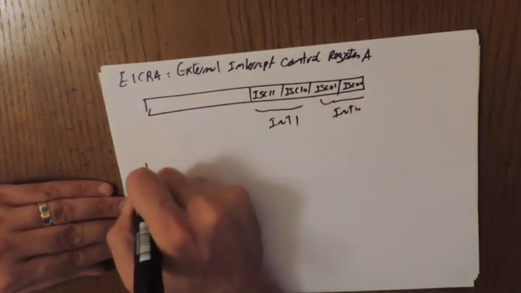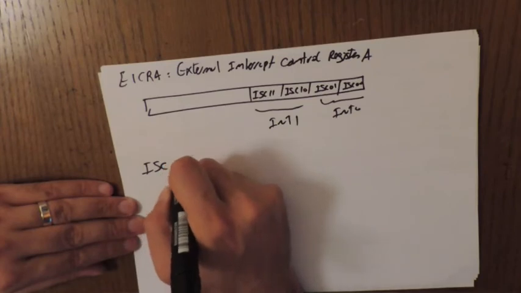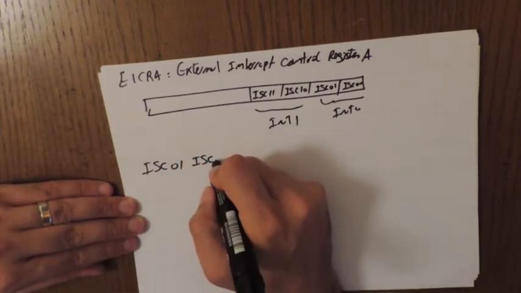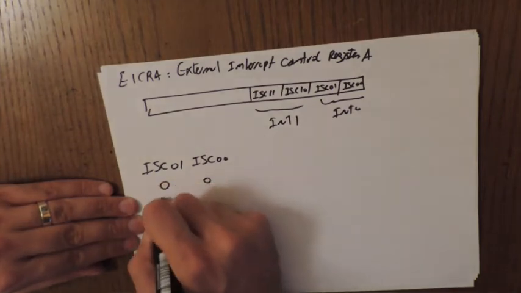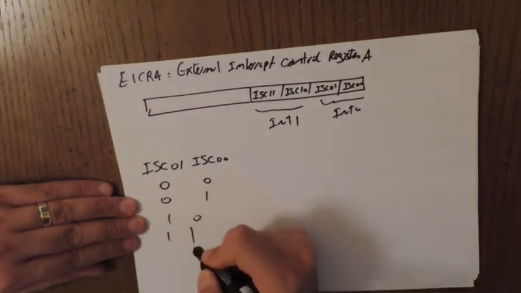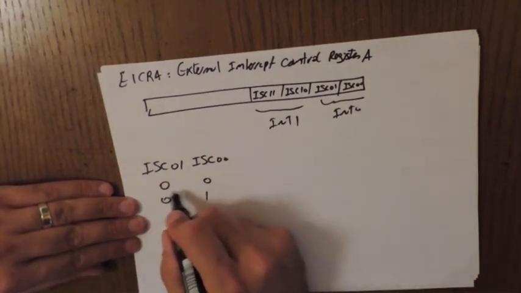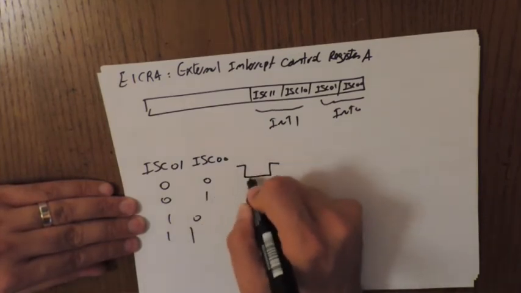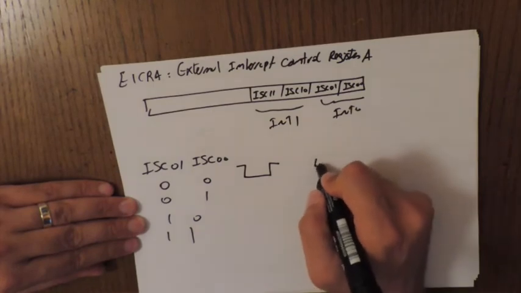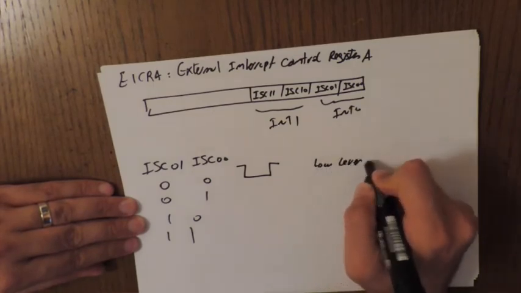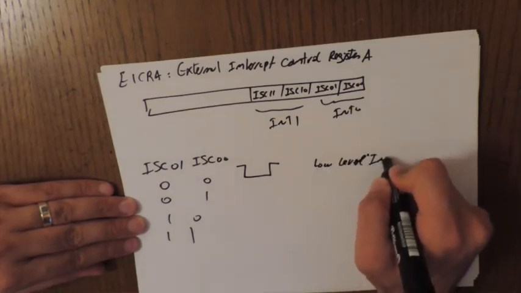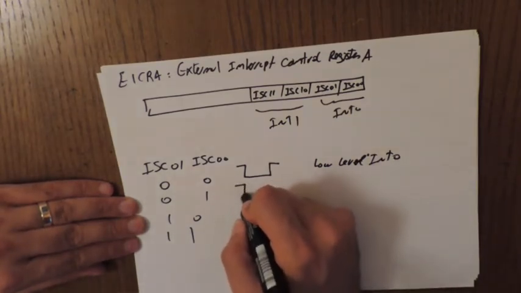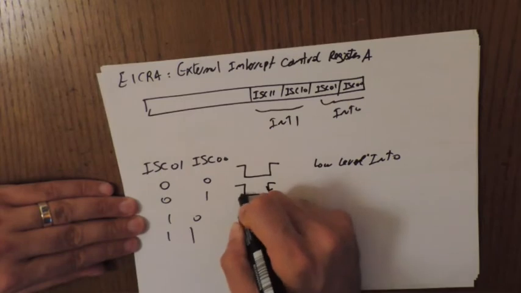So in case of ISC01 and ISC00, they can take 0,0, 0,1, 1,0 and 1,1. If I place 0,0, which is by default, I go with the low level. So this is on low level INT0. In this case, for 0,1, this is interrupt on change.